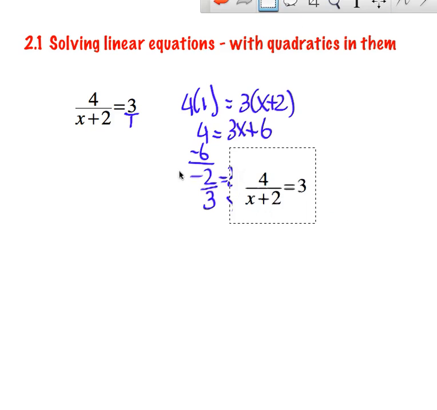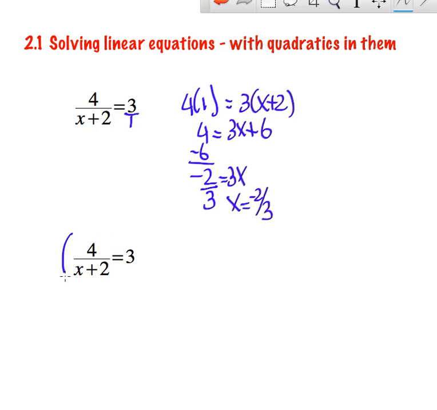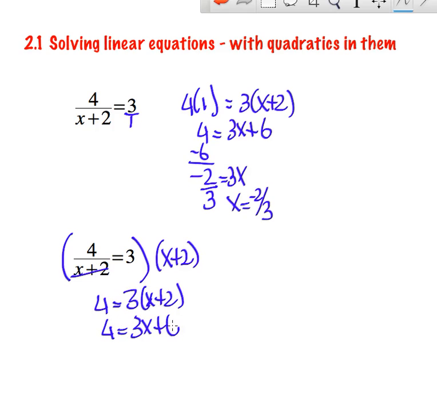I can do the same problem a different way. And that would be to look at this x plus 2, realize that that really is a fraction, and I don't really like fractions. So I'm going to multiply by x plus 2 on both sides. Okay, so when I do that, this x plus 2 cancels. That's a 4. And on the other side, you get 3 times x plus 2. And then you obviously end up with the same problem. And we should get the same answer, which we do.